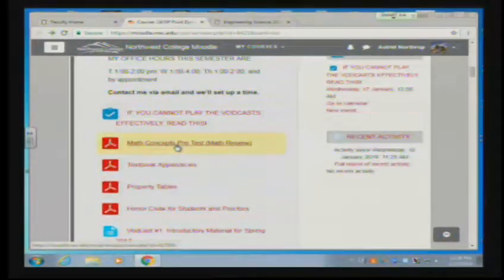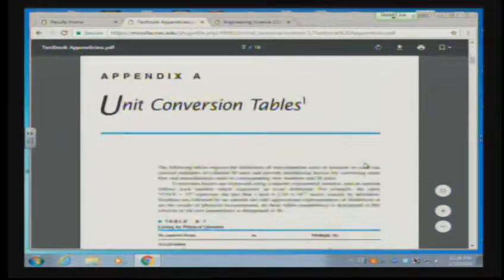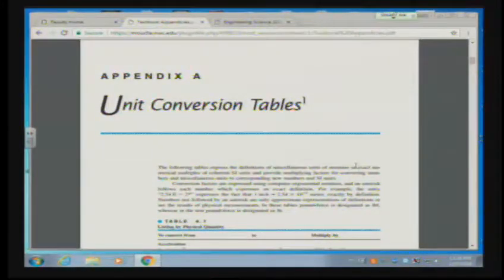So then where are you going to find the material for this textbook? Okay, we have appendices right here. These are just exact copies of what's in the book. But take a look at the appendices so you can see what you have. We have conversion tables. Conversions in fluids are so important.